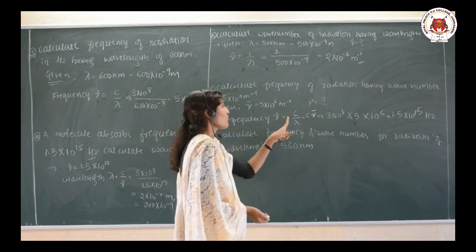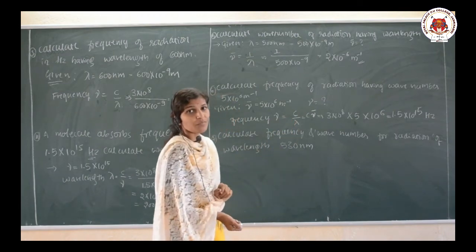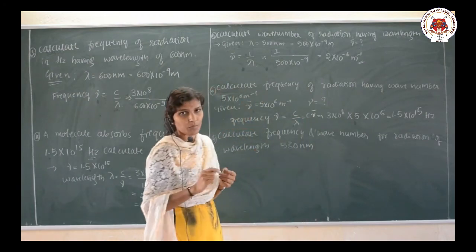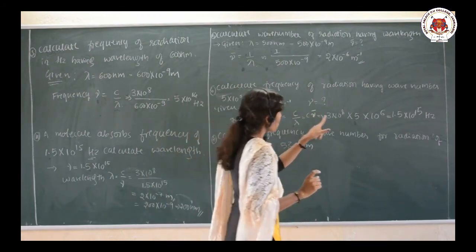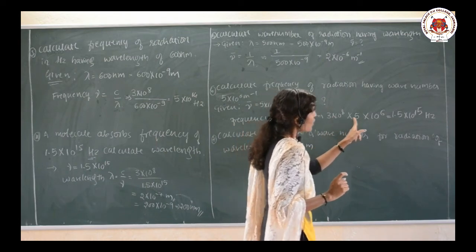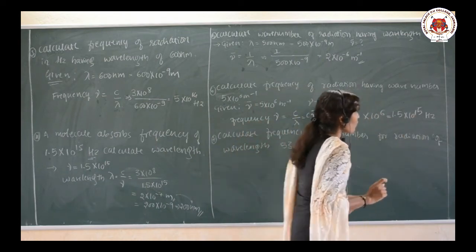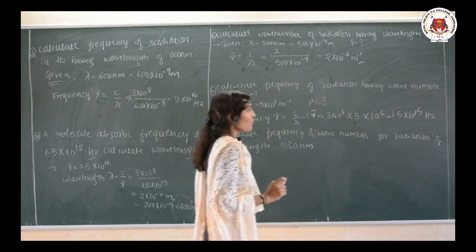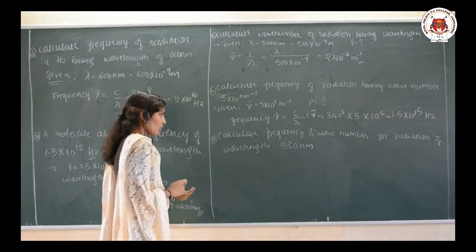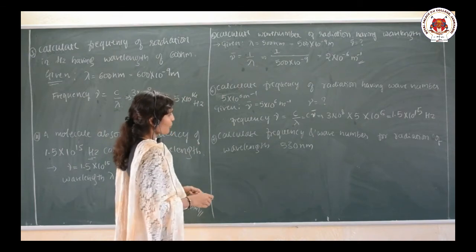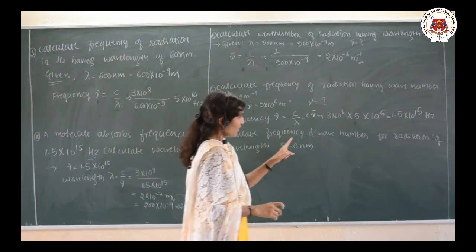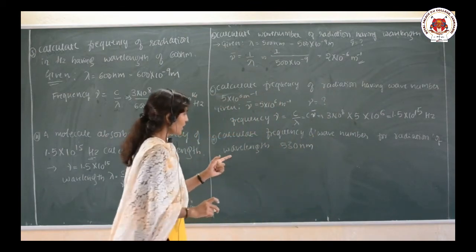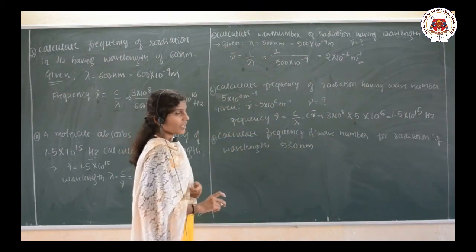We know that frequency is equal to C by lambda, and that 1 by lambda we can substitute as the wave number nu bar, and we already have the wave number value and the C value. Just multiply these two, and you are going to get an answer of 1.5 into 10 to the power 15 hertz. Clear? So, let us go for one more problem. Calculate the frequency and wave number for the radiation of wavelength 530 nanometer.